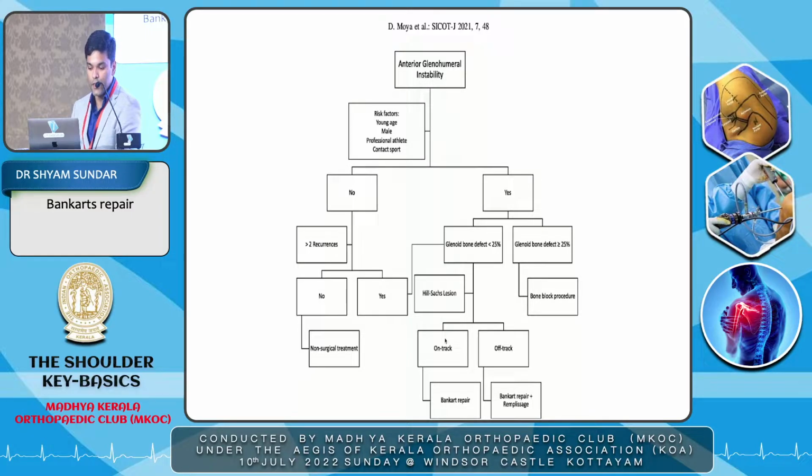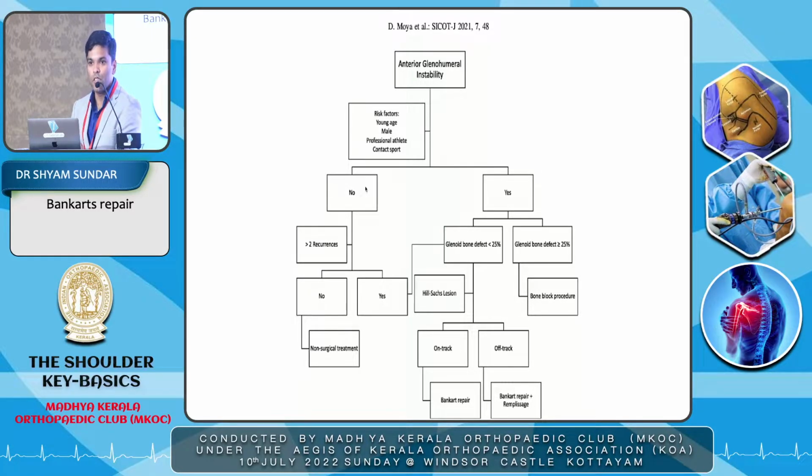If the Hill-Sachs is an on-track lesion, which means it is not going to engage, then Bankart repair is good enough. If the Hill-Sachs is going to engage based on the CT measurement, then the patient needs a Bankart repair along with a remplissage. Very simple.